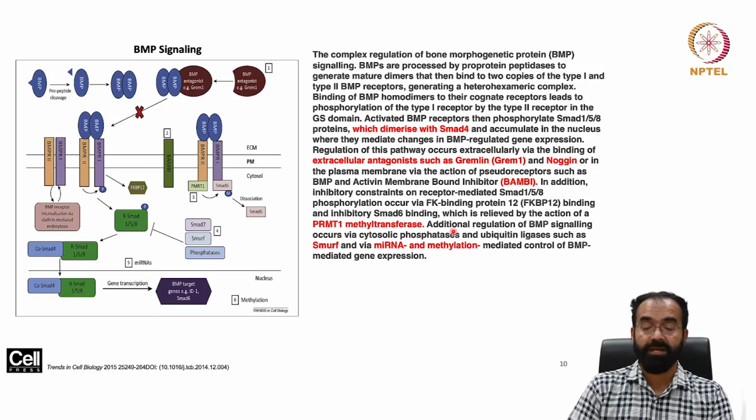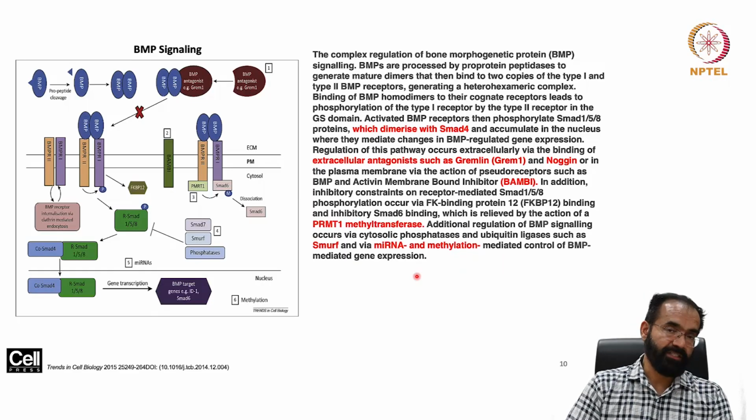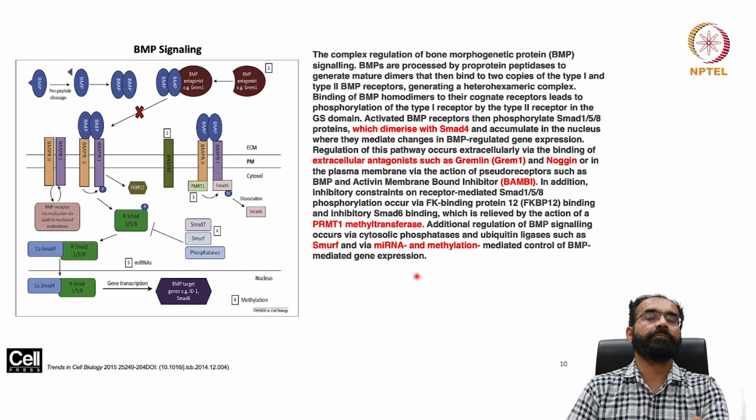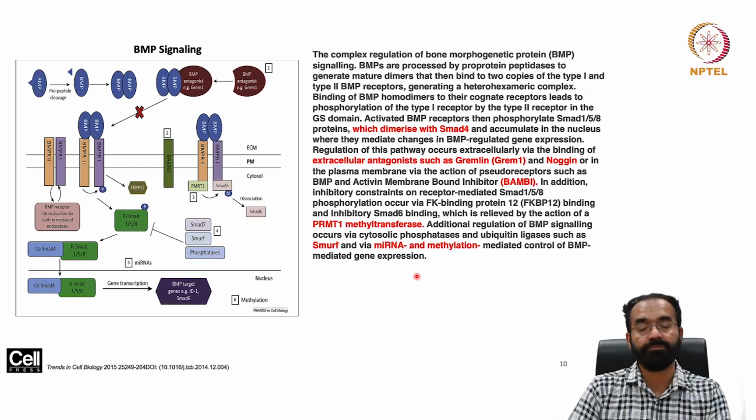Additional regulation of BMP signaling occurs via cytoplasmic phosphatases and ubiquitin ligases such as SMURF, and via microRNA and methylation mediated pathways which can control BMP mediated gene expression. That means there are checks and balances occurring throughout. There will be a push and there will be a drag, and again a push and a drag. This is the mechanism through which various pathways work.